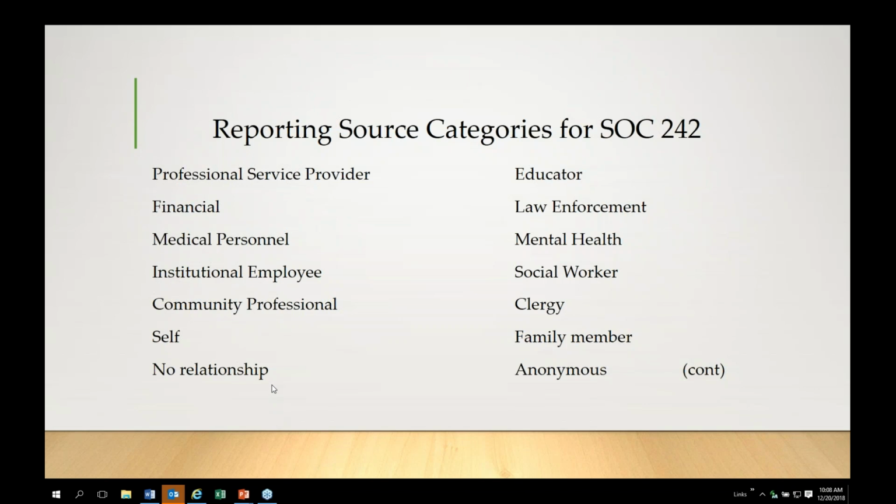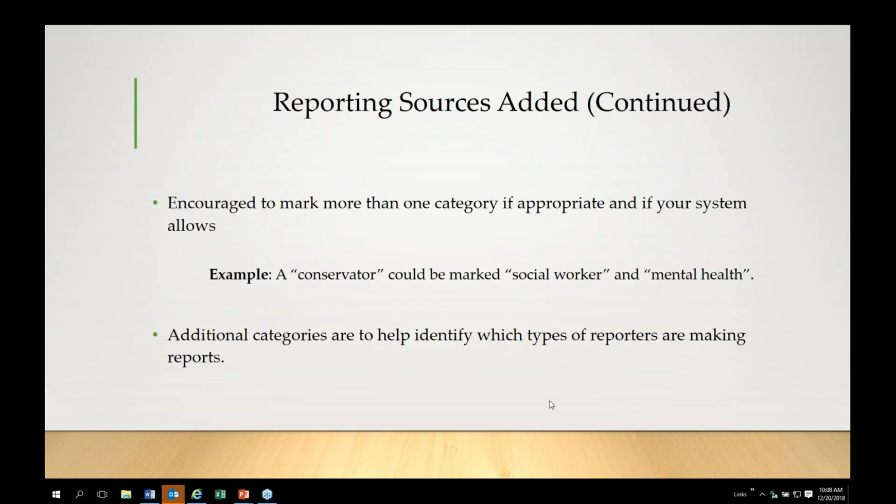One of the ones that I think you're going to be surprised about is no relationship. If they do not fit one of these categories that you see here, we're going to put them in the no relationship category. And that's going to include friends and neighbors, which seems a little odd, but that's how NAMRS has set this up. So we're going to encourage you to mark as many categories as are appropriate, if your system allows it. So we've got the example here on the screen that a conservator could be both a social worker and a mental health expert.